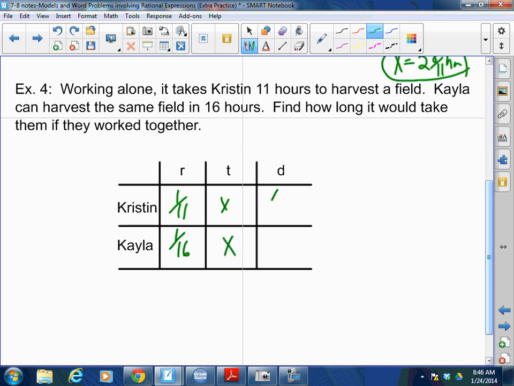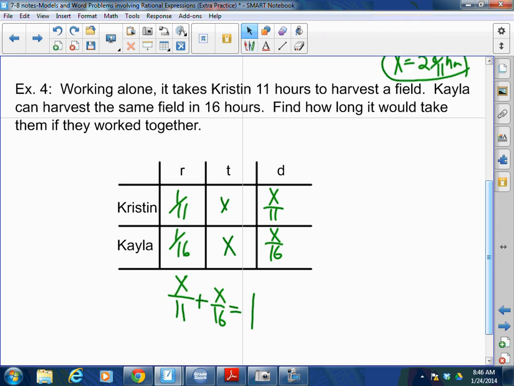I'm not even going to solve this one. Just the setup. That's my setup. So Kristen's speed plus Kayla's speed equals 1 full job. And then you do the same solving. Does that make sense? Let me pause real quick. I'm going to try to do one more that's a little different, okay? Give me 1 second.